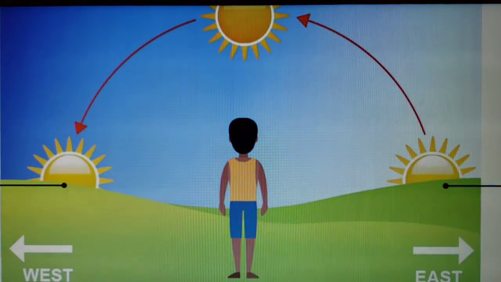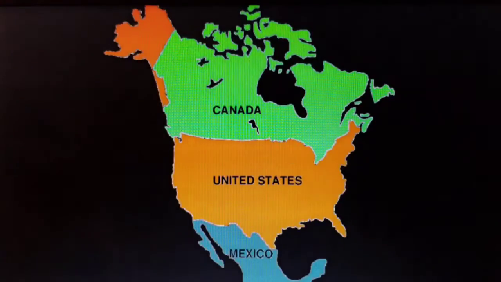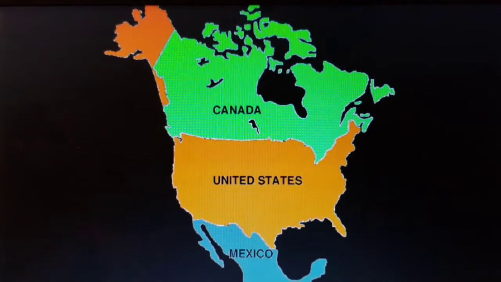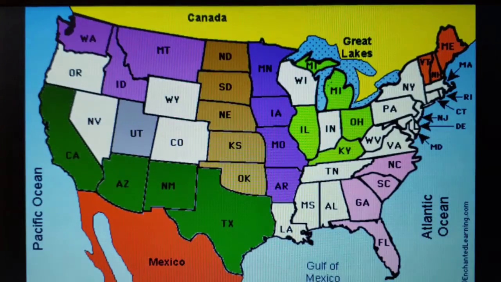Now as you can see on this picture, west and east. So the sun rises in the east and sets in the west, as you can see that direction. That's how you know where east and west is. So the United States is bordered by Canada in the north and Mexico in the south. These are the 2 countries.